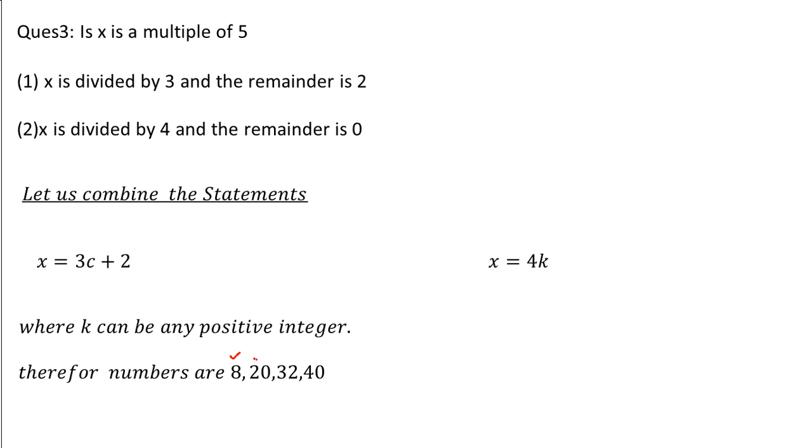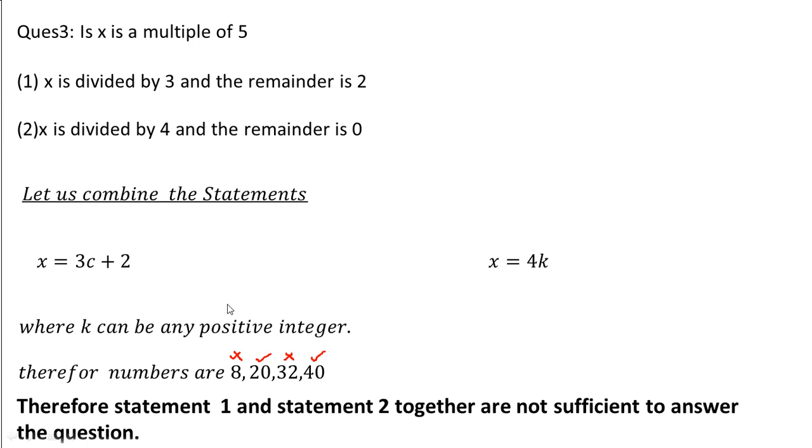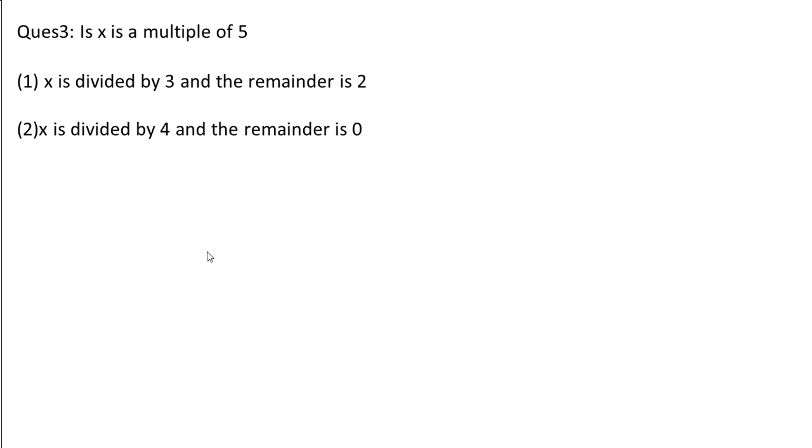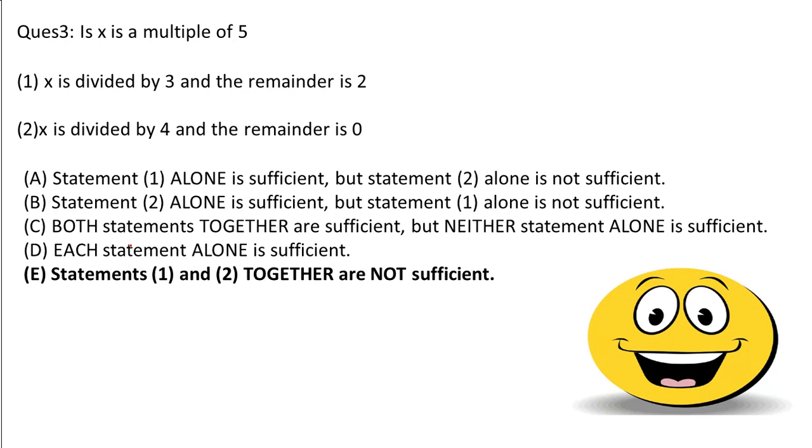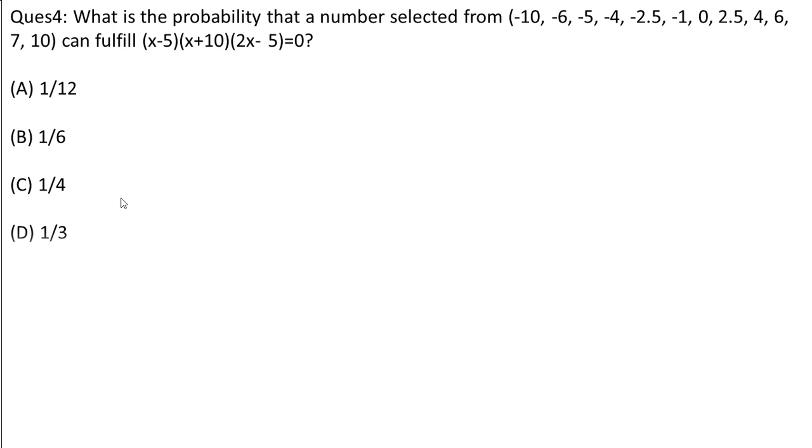So again I have some numbers such as 20, 40, which are multiples of 5, but some numbers such as 8 and 32, which are not multiples of 5. Therefore clearly statement 1 and statement 2 combined also cannot answer the question. So answer to this question is option choice E, that says statements 1 and 2 together are not sufficient to answer the question.